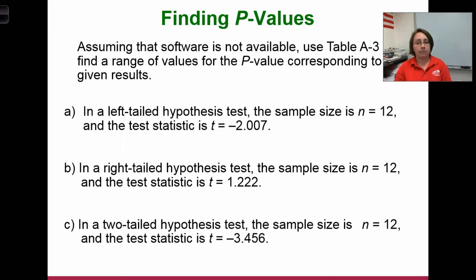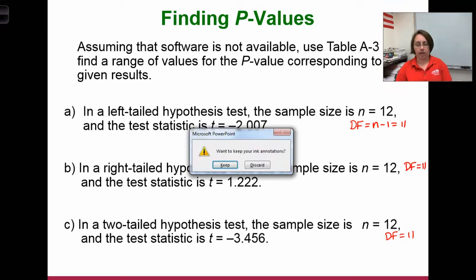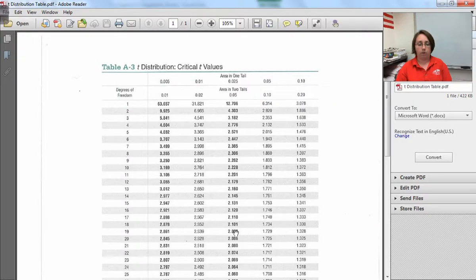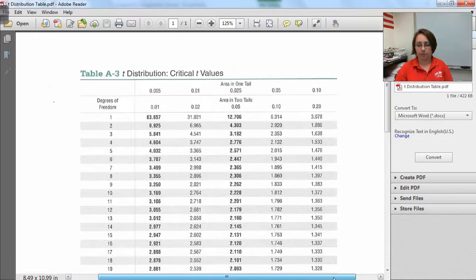Let's just practice finding some p-values. So, assuming that software is not available, you cannot use StatCrunch. For example, on your test: use table A3 to find a range of values for the p-value corresponding to the given results. So, first of all, you're going to need your degree of freedom. So, our degree of freedom is n minus 1, or 11. So, all of these have a degree of freedom of 11. So let me go to our lovely table and highlight that row. Alright. A little bit bigger. There.